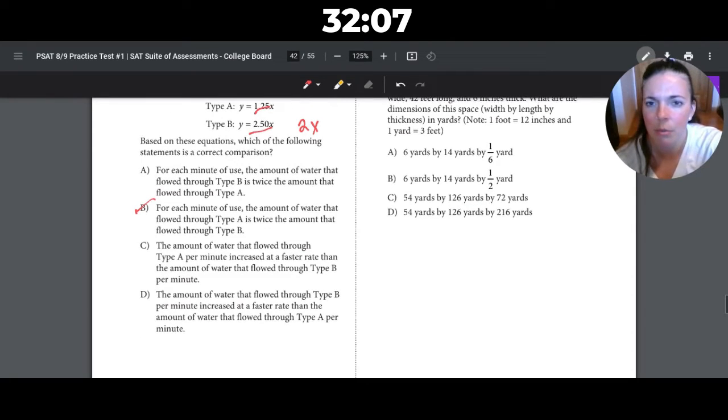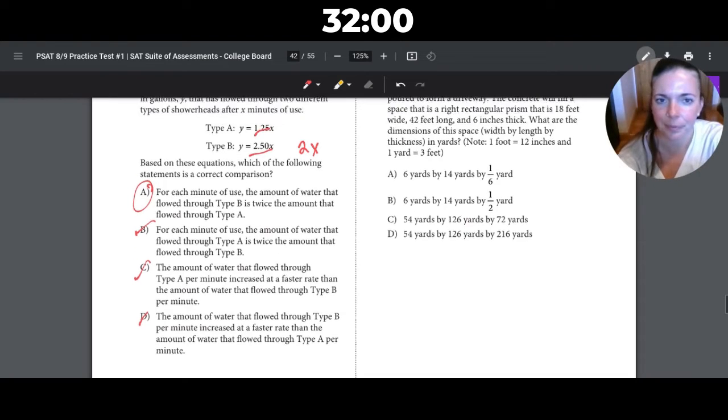Looks like these are linear functions, so we have the same slope each time. And so that gets rid of C and D. So yeah, A was it.